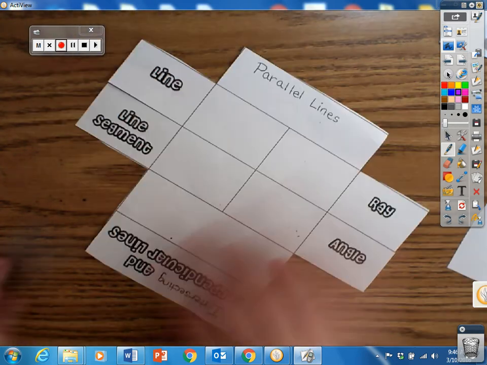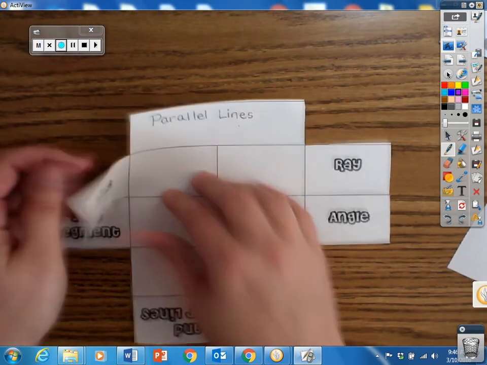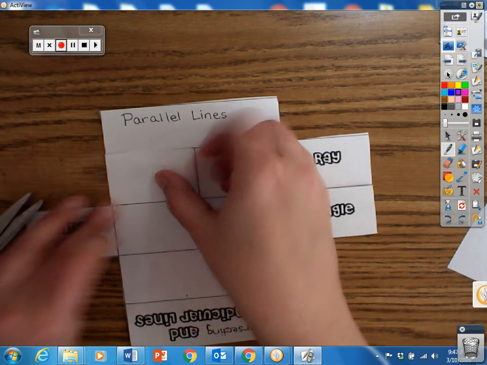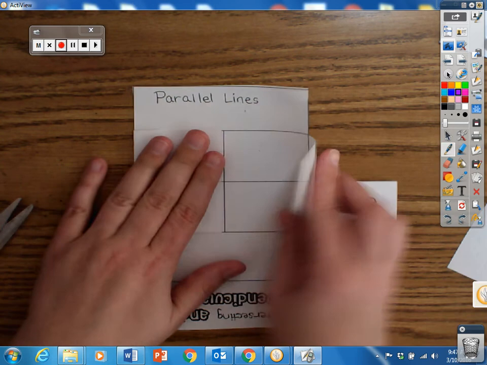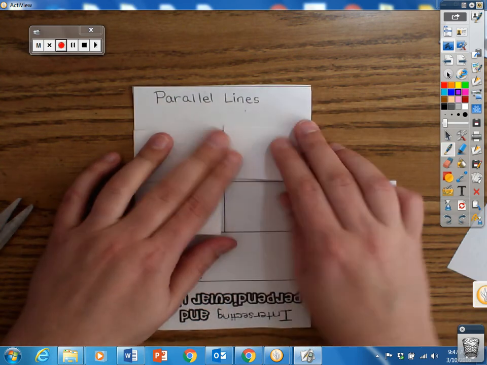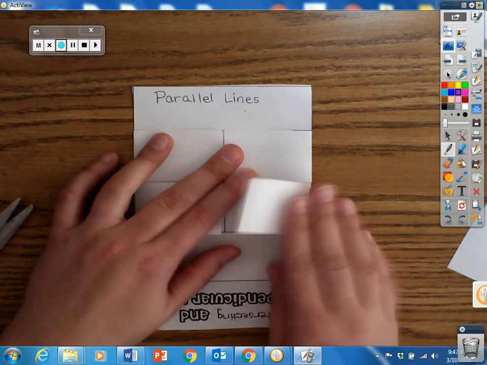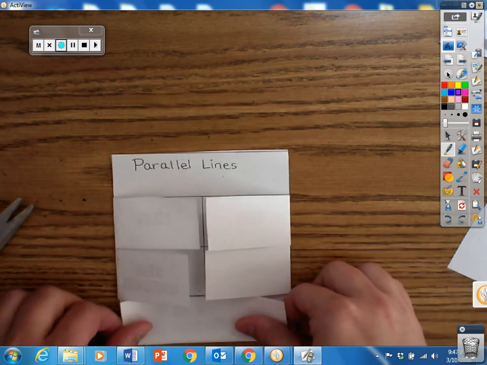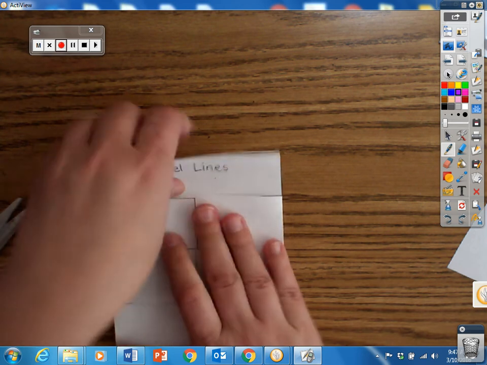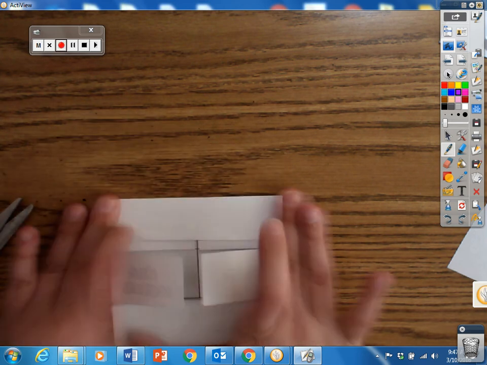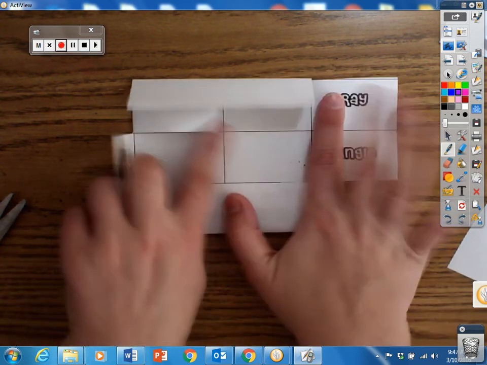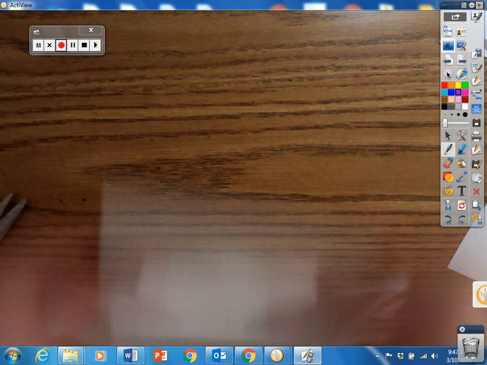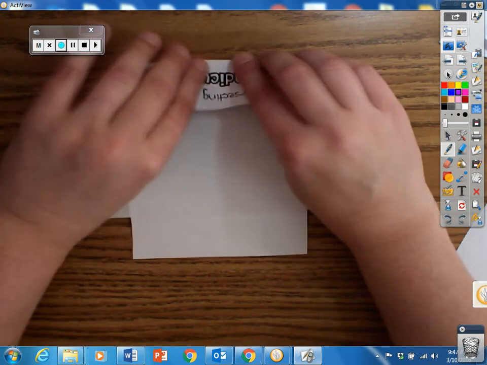And then what we're going to do is we're going to fold them all. 1, 2, 3, 4, and make our creases. Then we're going to fold this down and fold this down. So now we've kind of got something that looks like this. So now we're going to open it all back up, flip it over, and fold them all down again.